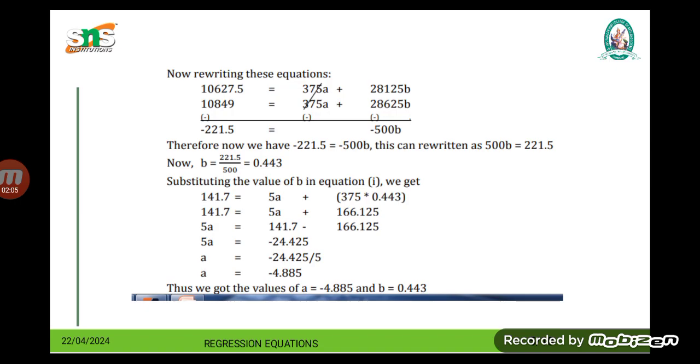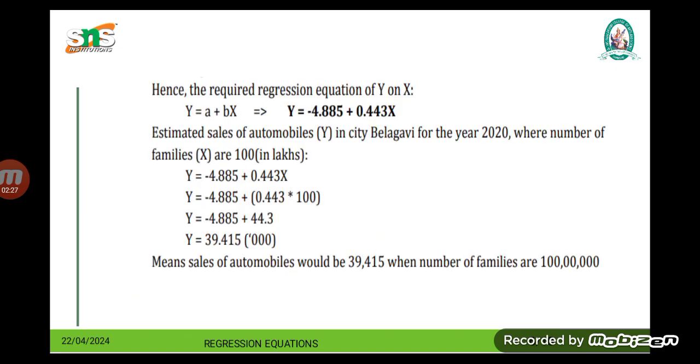The b term is 0.443. If we substitute this b value in either equation 1 or 2, we will get the value of a. By simple calculation, I will get 5a is equal to minus 24.425. If I bring the 5 to the other side, I will get the a value as 4.885. Thus, we got the values of a and b. Hence, the required regression equation is y equal to a plus bx. So I am going to substitute my a value and b value in the equation.